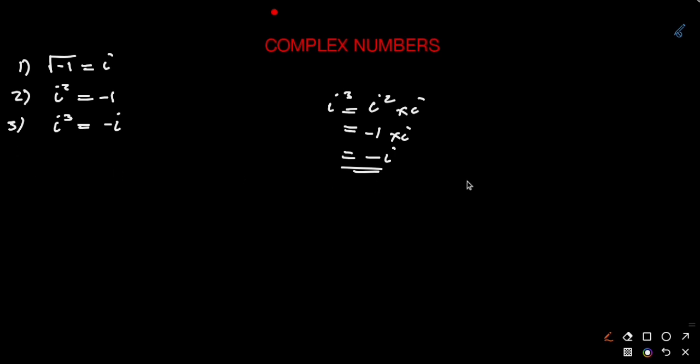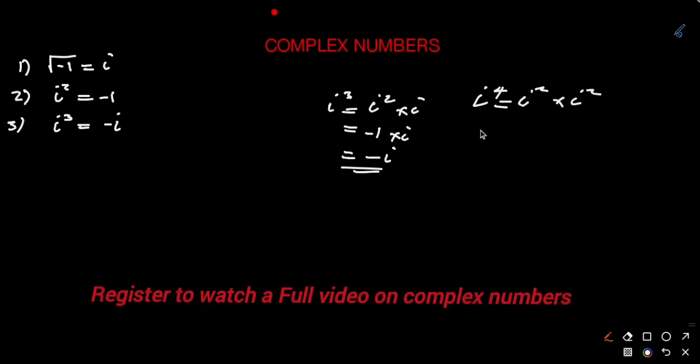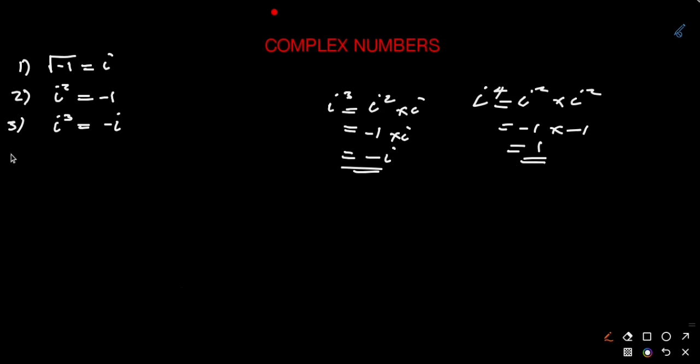Then let's say you have been told to find what i to the power 4 is. How can you go about this? It's simple. Just split this into i to the power 2 multiplied by i to the power 2. So i to the power 2 is -1 and i to the power 2 is -1. If I multiply, I'm going to get +1. So if you have i to the power 4, this is going to be equal to +1. This is very, very important. All these I'm going to apply to answer the following questions that we are going to have.